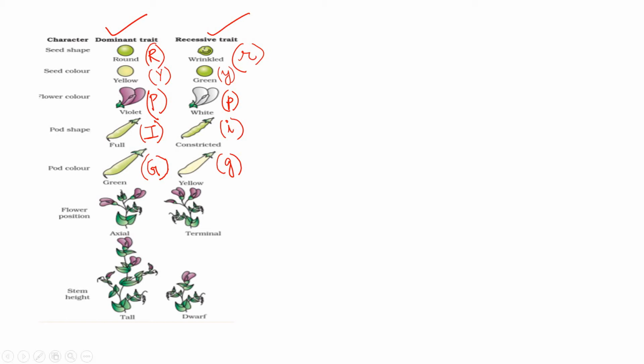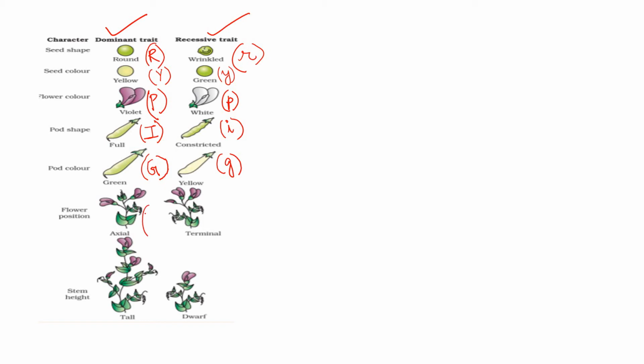Please students, don't make this mistake that you have seen here yellow, so you will write small y. You have seen here white, so you are going to write a small w. Don't make this mistake, please. Please be very careful while writing the alleles of the dominant and the recessive traits.